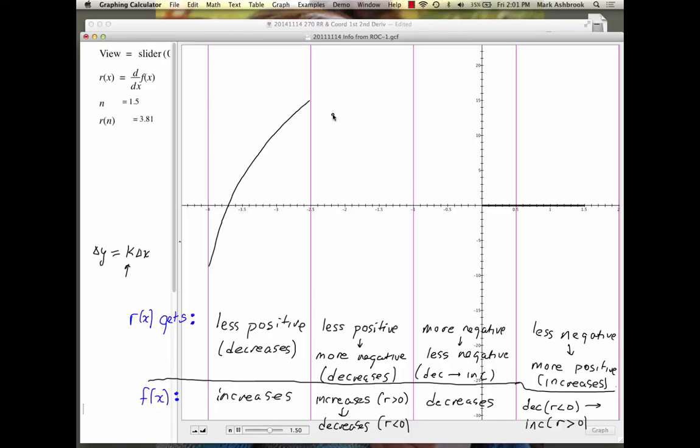Okay, what happens in the second section? Increasing, but then the rate gets less positive. That means it's still increasing and the rate is decreasing, but then there's a moment where that rate is 0. So what happens to the accumulation at that moment when the rate is 0?